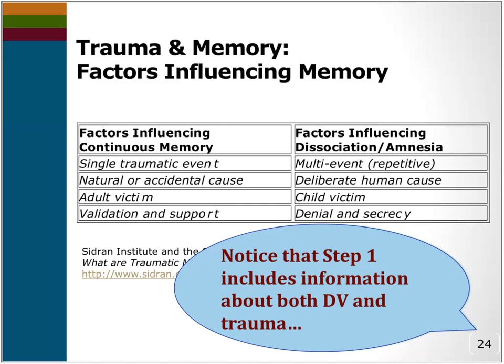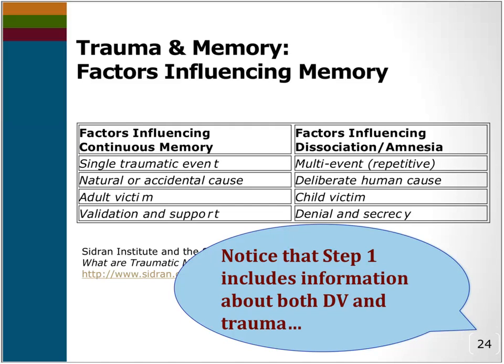And then on the right-hand side, factors that make it more likely that a person won't have full access to their memory of something. If it's a multi-event, if there's a deliberate human cause, if the person was a child at the time, and interestingly, if denial and secrecy is the response from the family or community around that person to that event happening, that actually makes it more likely for a person to not have full memory of that event. So anyway, that's a slide that I talk a little bit more about when I do the training.